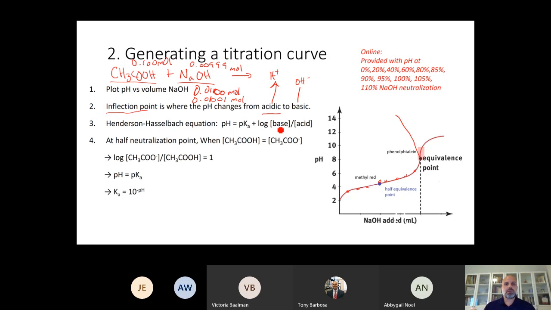And what you're going to be doing in this particular example is, we know what this point is, and we know that this point is 100%, right?